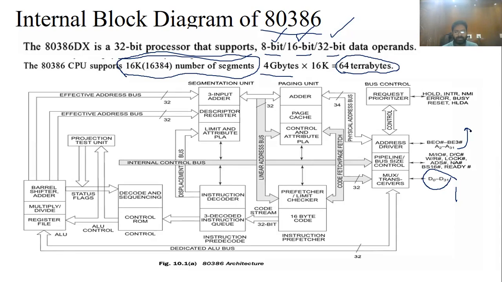So 80386 has a 16-byte instruction code. Remember, it has a 16-byte code, but the 8086 and 80286 microprocessors have only a 6-byte instruction code. You know the speed of this microprocessor and at the same time the memory size. So it has 16 bytes, but the 8086 and 80286 have only a 6-byte instruction.